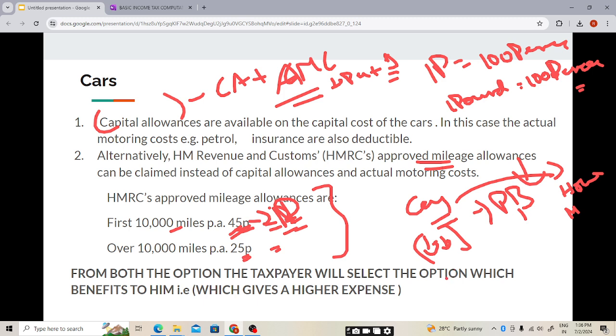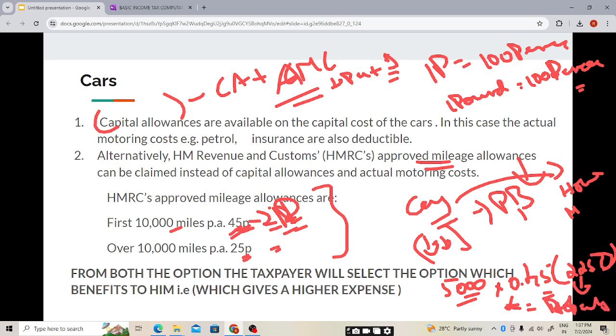Now for example, my car has traveled 5,000 miles for the whole tax year, for the property, for the tenant also, for me also. Into 0.45, you will get the answer in pounds. So 5,000 into 0.45 is 2,250. That will be your expense. This you can reduce from your property income.